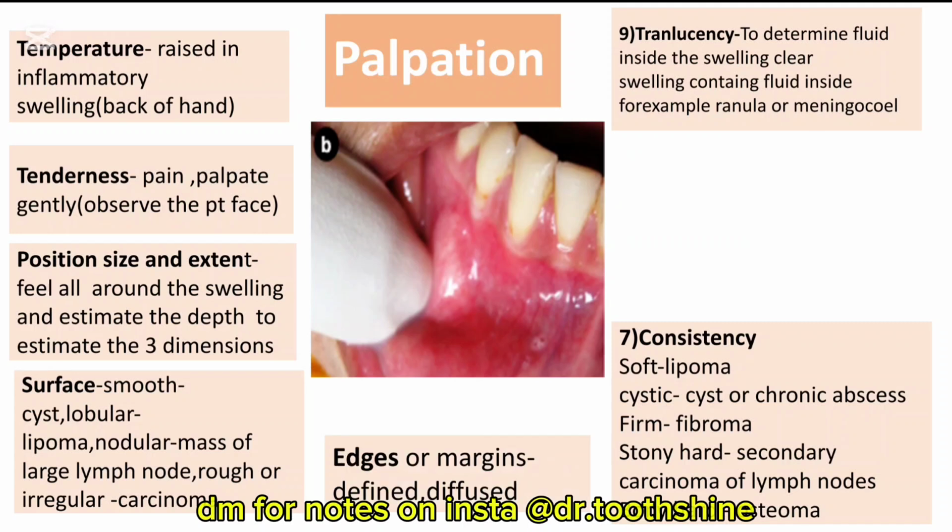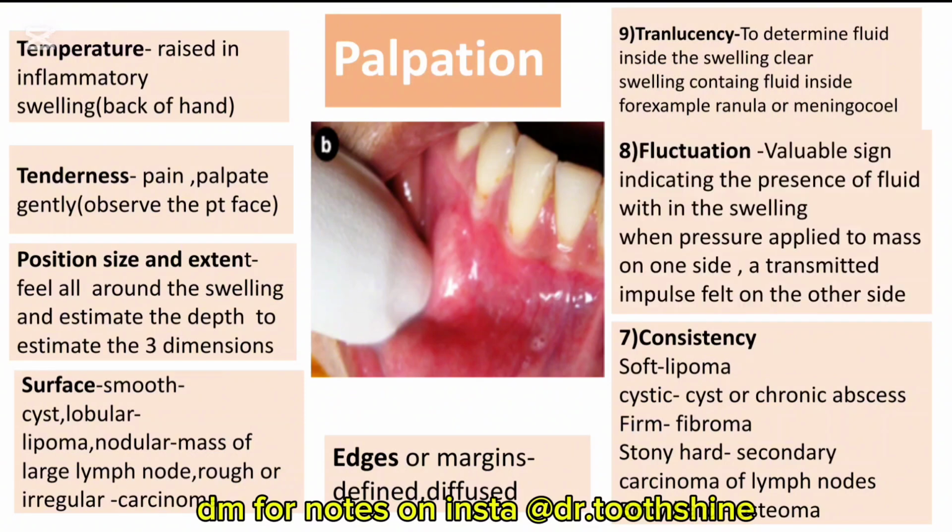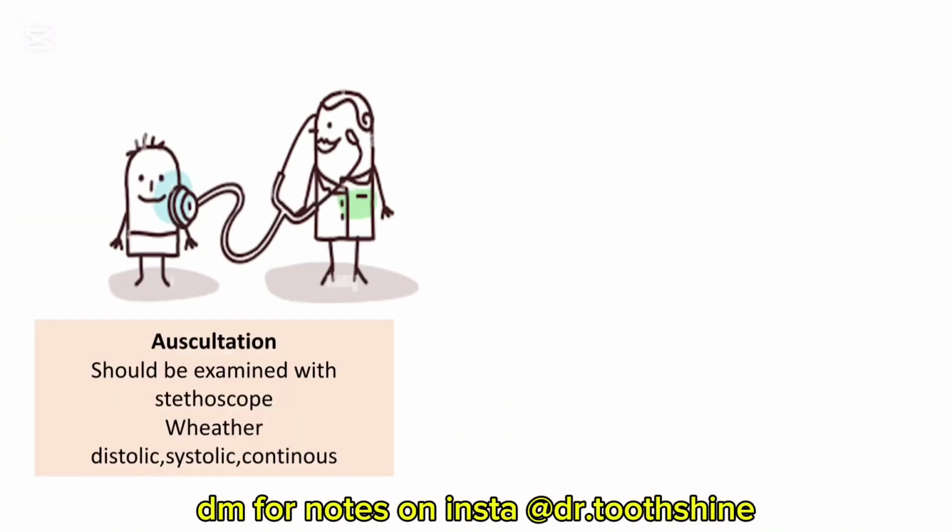Then we look at the edges or margins, whether diffuse or fine, and fluctuation. So in palpation, we test fluctuation of the swelling. It is a valuable sign indicating the presence of fluid within the swelling. It happens when pressure is applied to the mass on one side, and a transmitted impulse is felt on the other side.